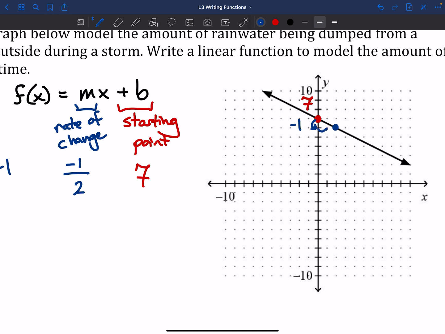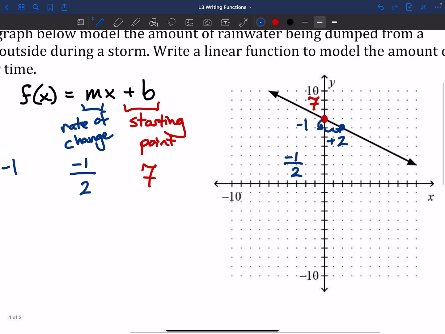For the run, we go over by 2. We're going in a positive direction, so we'll say +2. So rise -1, run +2. We'd end up with -1/2, which is what we got from the table of values as well.